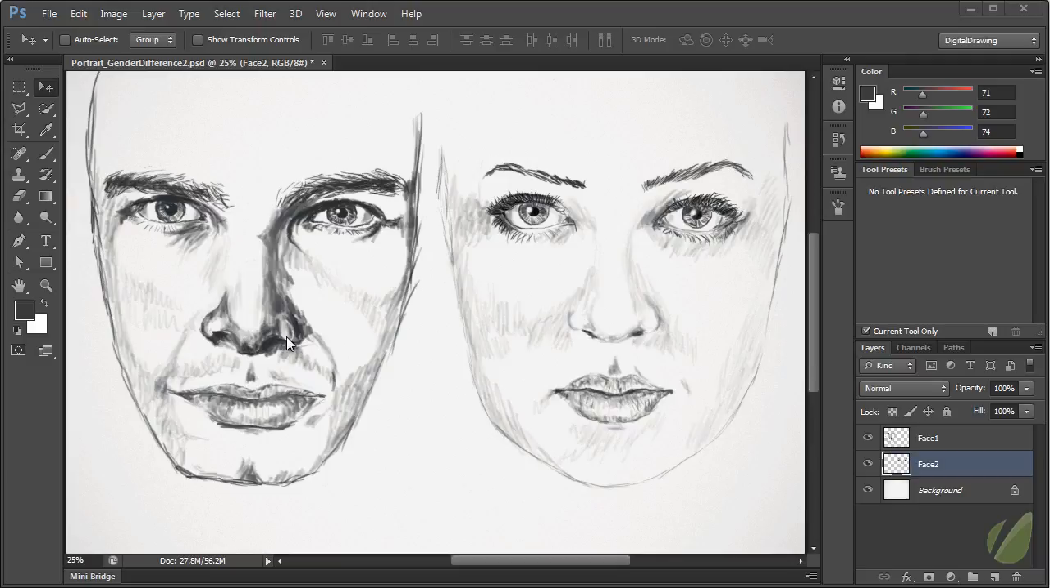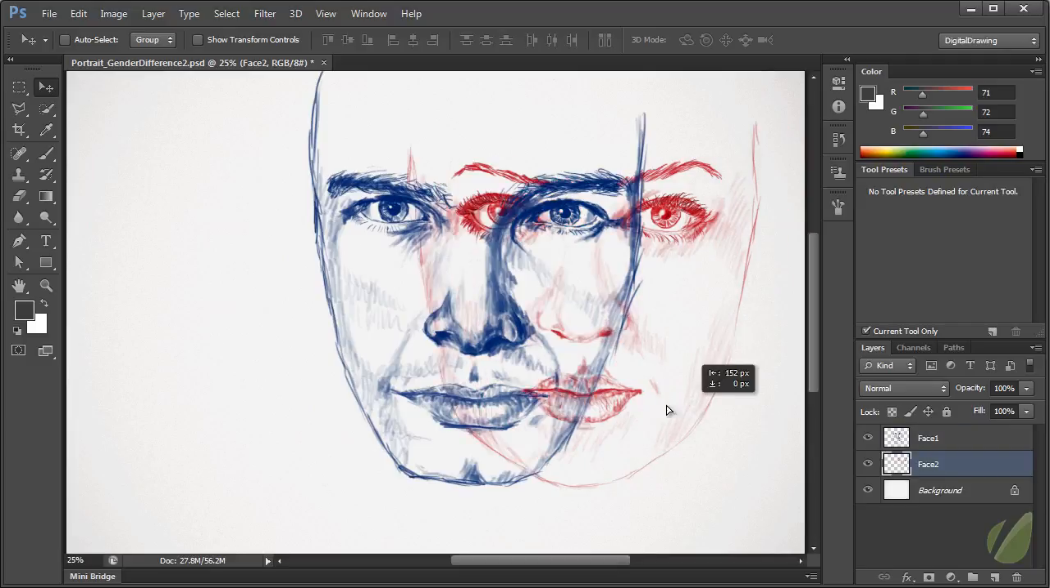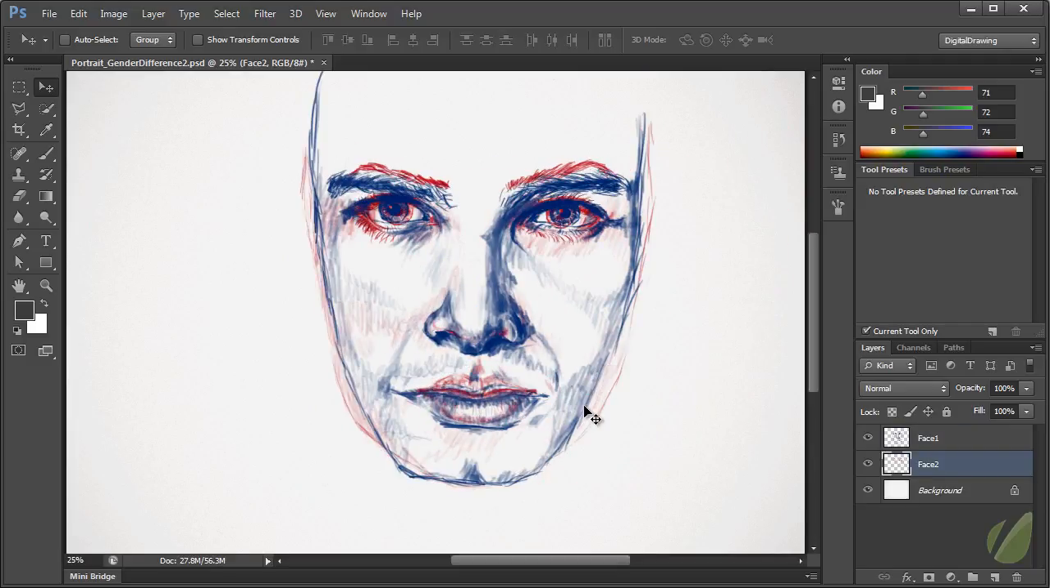All right, now at this point, I'm going to overlay these two faces, but so that we can easily tell the difference between them, I'm going to colorize them first. Okay, so now let's overlay these two faces. And we'll adjust the opacity as we need to, just so we can talk about one or the other.